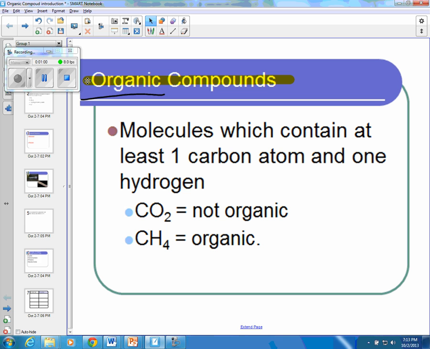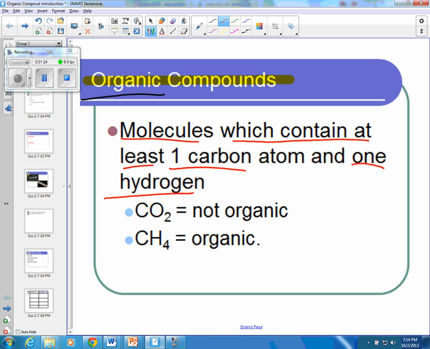So when your mom buys you organic food at the grocery store, you see a news article about how organic foods are healthier. That's not really the scientific definition. The scientific definition is something that's organic is a molecule which contains at least one carbon and one hydrogen. Okay? They need to have both, not one or the other, both. So CO2 is not organic. I want you to think about why. Pause it if you want to take this down, if you want to think about it. It is not organic because there's no hydrogen.